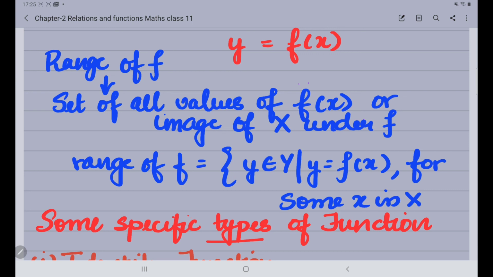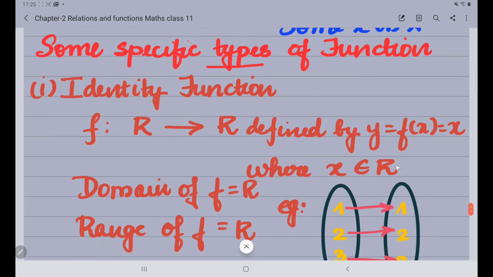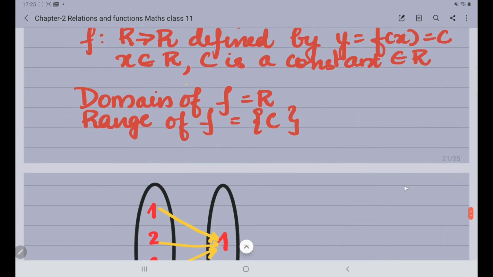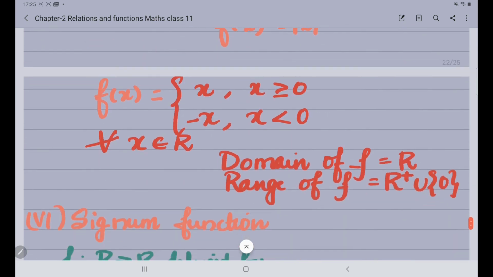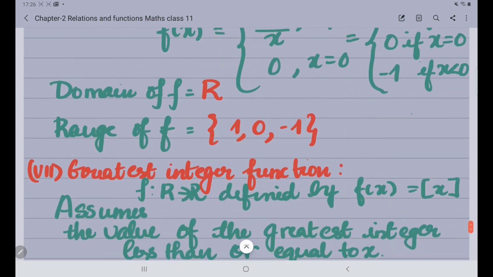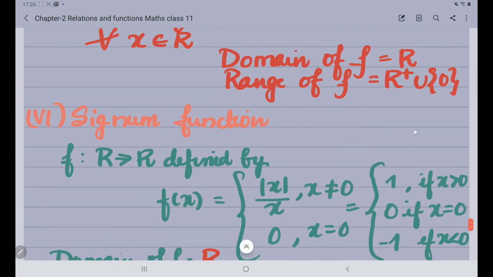That's all about functions, and in my next video we will learn about the different kinds of functions: the identity function, constant function, then polynomial function, rational function, modulus function, signum function, and greatest integer function.